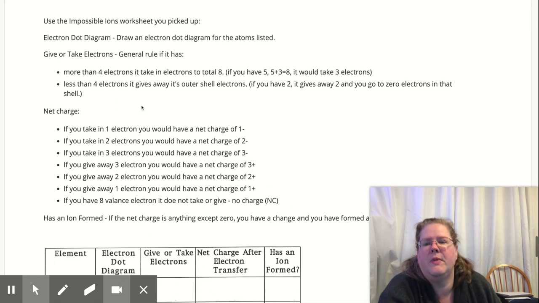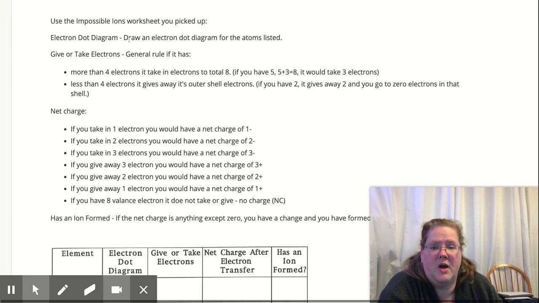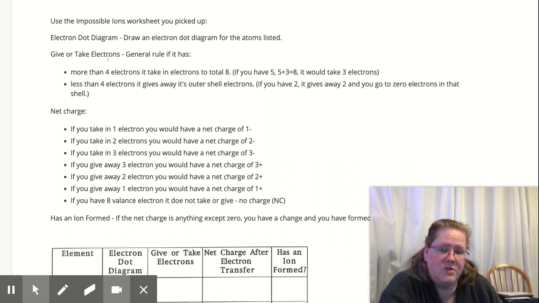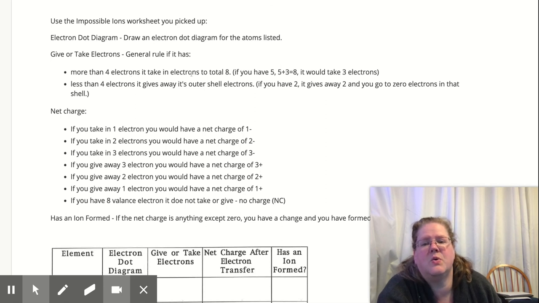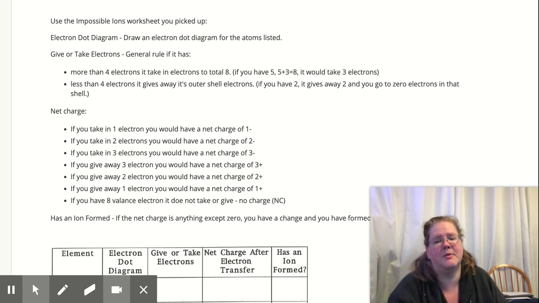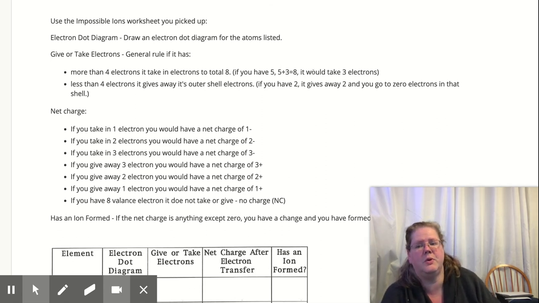So let's go through it. So this first column, electron dot, pretty straightforward. Draw an electron dot diagram for the atoms listed. Is it a giver or taker? So in other words, is it going to give away electrons or take in electrons? The general rule is if you have more than 4 electrons, it's going to take in electrons to get to 8. So if you have 5, you only need 3 more. 5 plus 3 is 8. That makes me stable. So I've taken in 3 extra electrons.